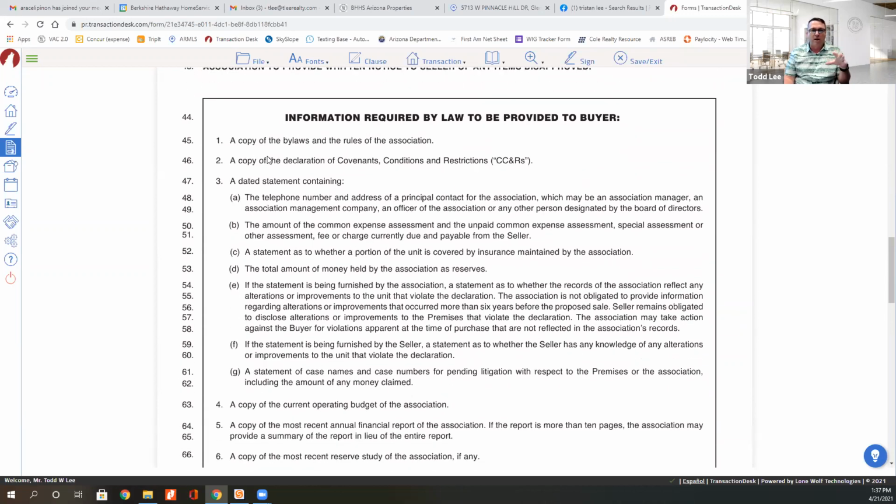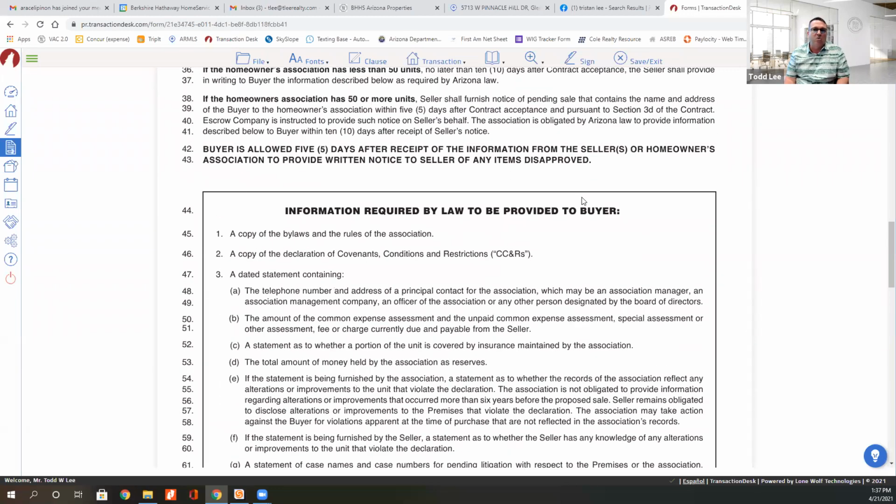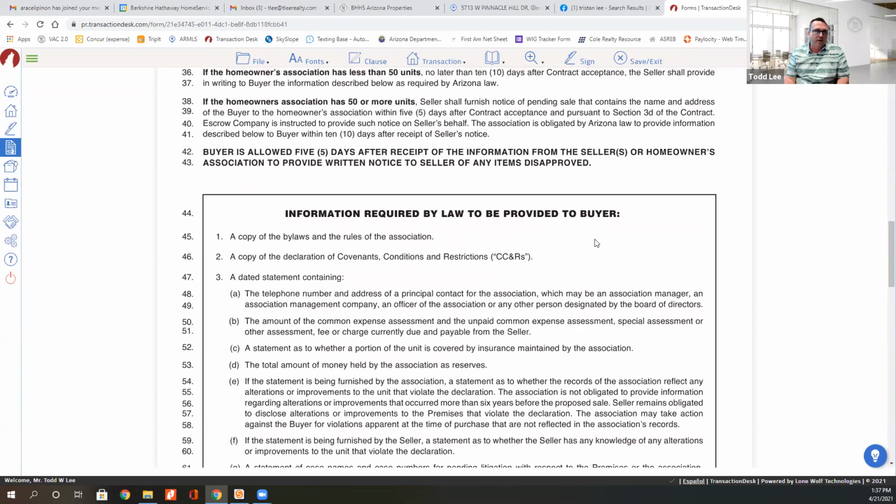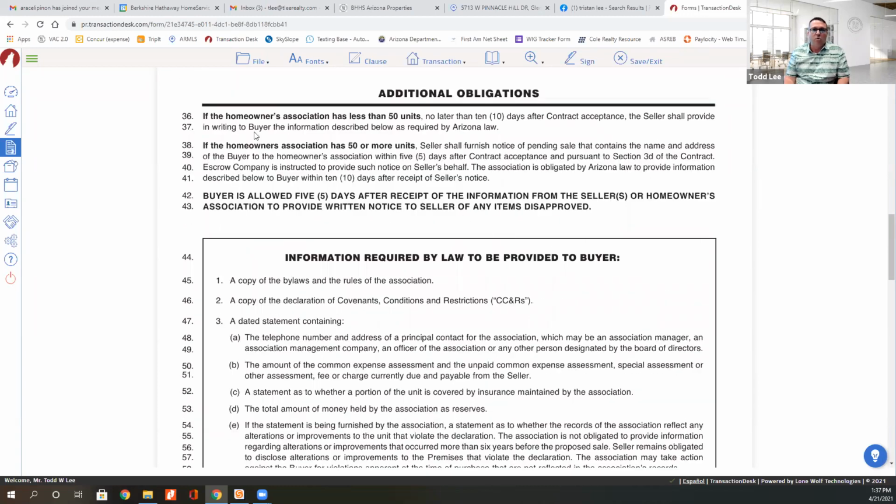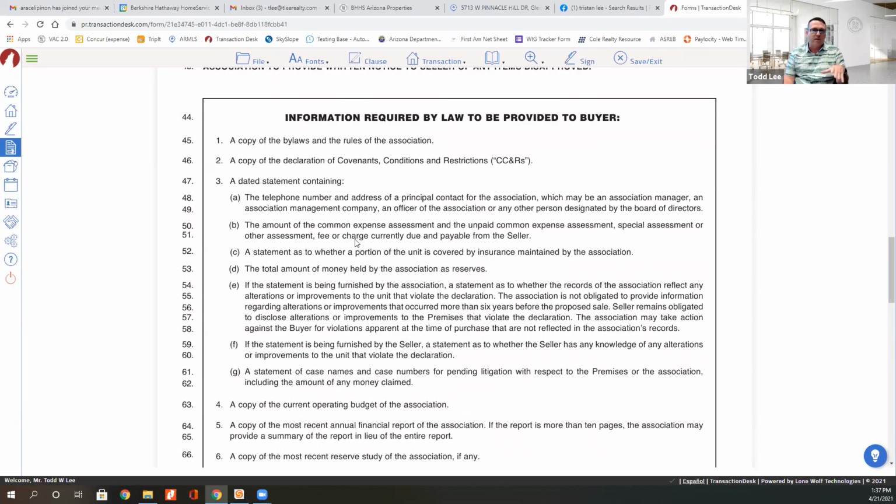Information required by law, it goes through what has to be provided by the seller. Copy the bylaws, rules, and regulations. Whether it's provided by the seller or by the association is based on how many units are in the complex. If there are more than 50 units in the homeowners association, then the association will give it. If it's less than 50 units, then the homeowner themselves has to provide these documents.